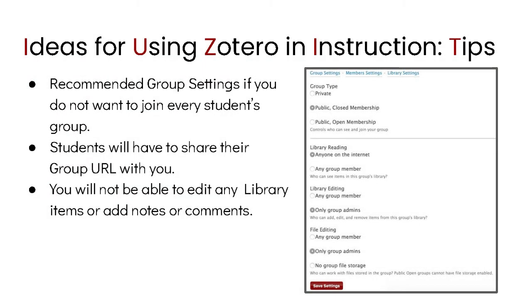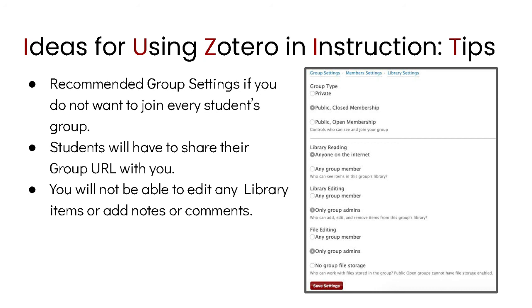A couple other final tips here. This is what I would recommend for your group settings if you don't want to join every student's group. So the students would have to share a URL with you. If you set it up this way, you won't be able to edit or add comments. This is if the thing you're trying to accomplish is just looking at how their bibliography is coming along. So this type of setup is ideal if you're working with a lot of students and you use Zotero Groups a lot. Otherwise, all those group libraries are going to be in your Zotero pane and on your zotero.org.